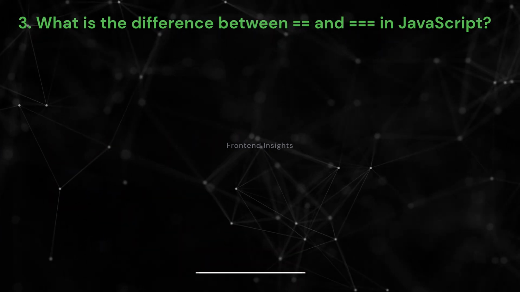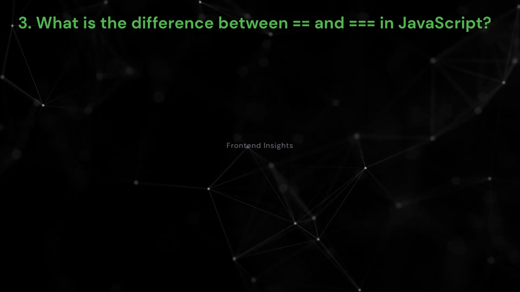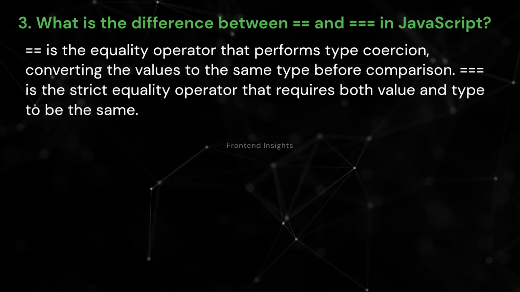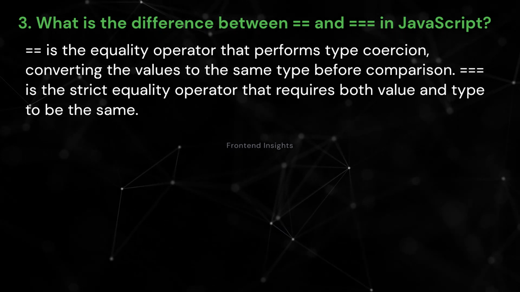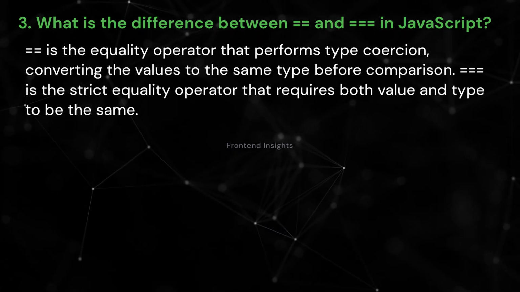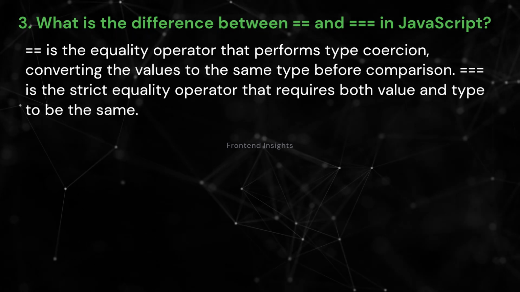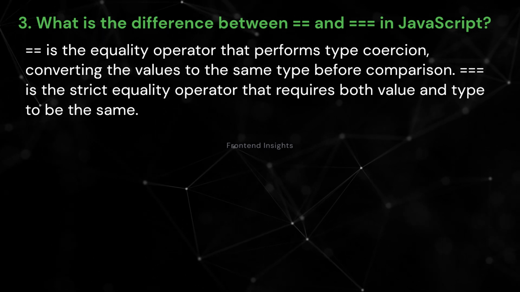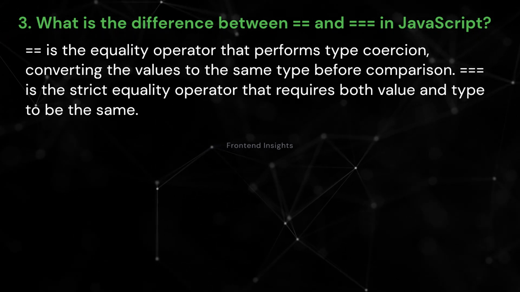What is the difference between double equals and triple equals in JavaScript? Double equals is the equality operator that performs type coercion, converting the values to the same type before comparison. Triple equals is the strict equality operator that requires both value and type to be the same.